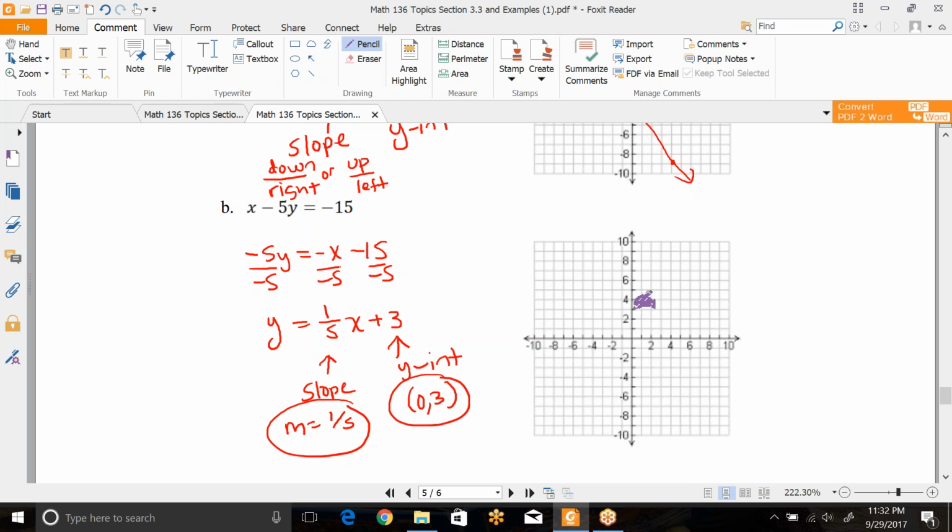And I want to graph that. So 0, 3. So since this is 1 over 5, I can go up 1, right 1, 2, 3, 4, 5, because that's up for positive and right for positive. Or you can do a double negative, which is also a positive. So down 1 and then 1, 2, 3, 4, 5 to the left. And there's my line for that one.